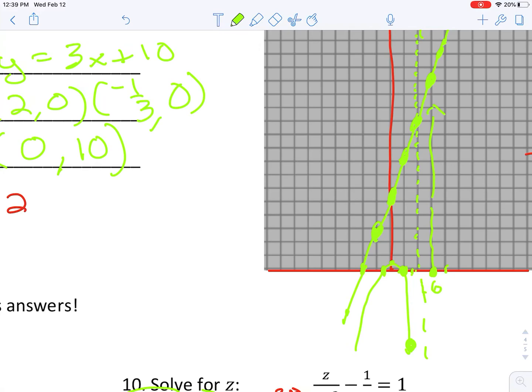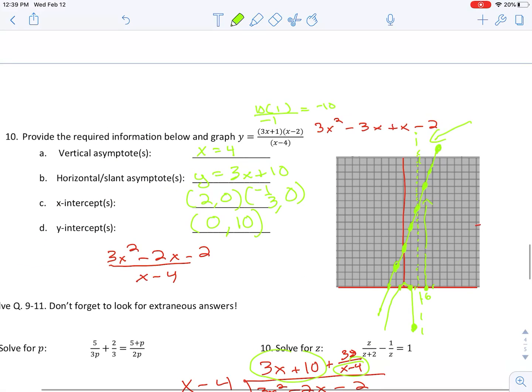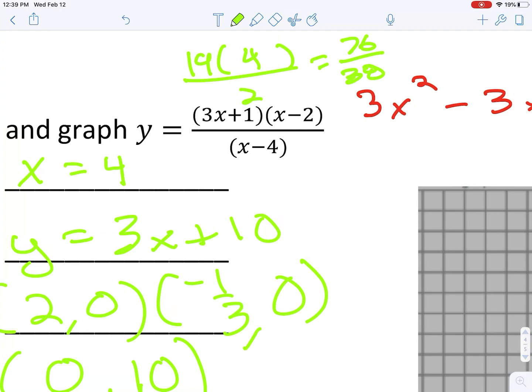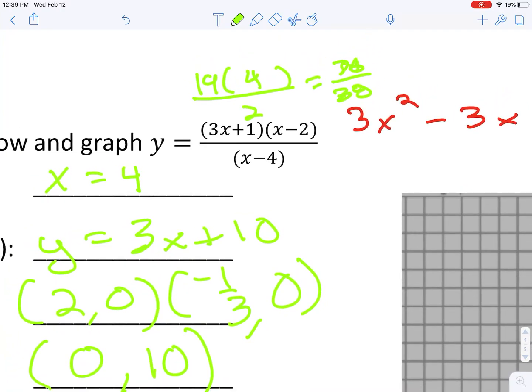Now we have to plug in how many blocks over? Again, 2. We have to plug in 6, because each block is worth 2. So when we plug in 6, let's hope we get a positive number that's going to tell me exactly where to plot it. So 3 times 6 is 18, plus 1 is 19, and 6 minus 2 is 4. And 6 minus 4 is going to be 2. And 19 times 4 is 76. Divided by 2 is 38.